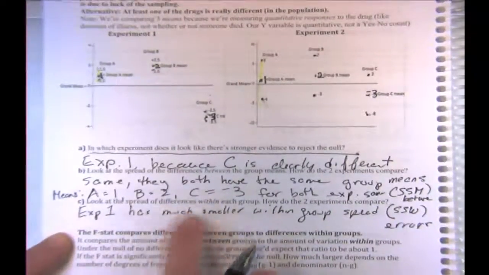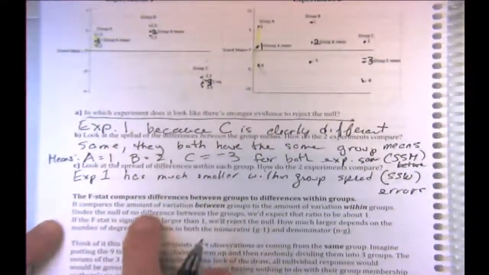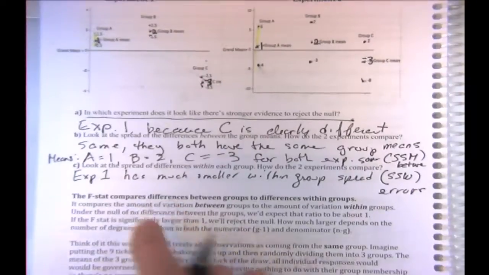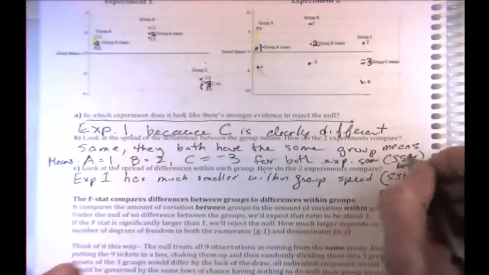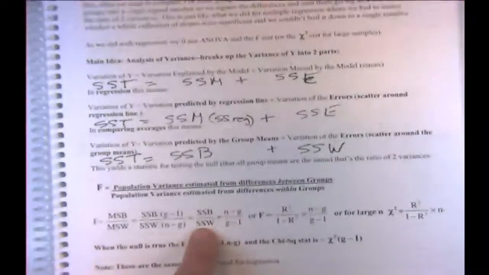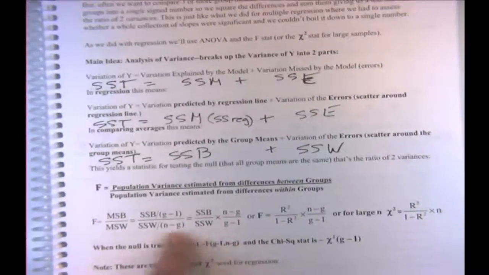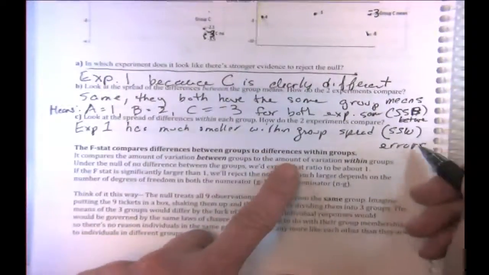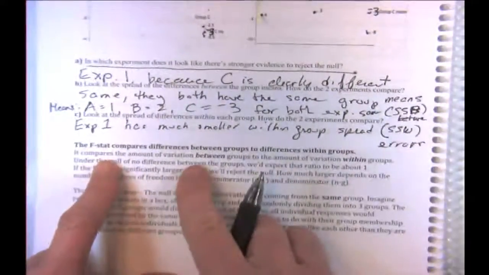All right, so that's what we say here. The F statistic compares, I'm going to write it that way, sum of squares between and sum of squares within. Remember? That's like model over error. Okay. And so then what we say is, the F stat compares the differences between the groups to the differences within the groups. It compares the amount of variation between groups to the amount of variation within groups.